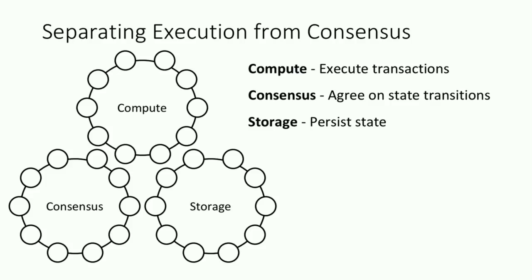And when we do sharding, coordination also is expensive and can limit the scalability as well. So based on these observations and to address these challenges, we propose a new blockchain architecture for what we call separating execution from consensus, where we decouple these different functionalities of a blockchain platform, where we separate out the consensus layer, the storage layer, and the compute layer. The compute layer executes the smart contracts, the storage layer persists the state, and the consensus layer agrees on the state transitions.